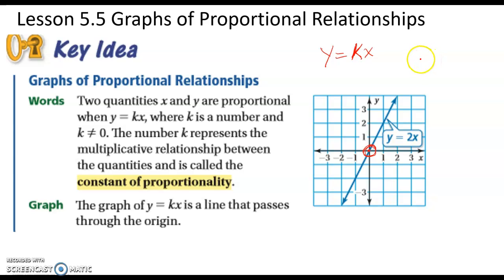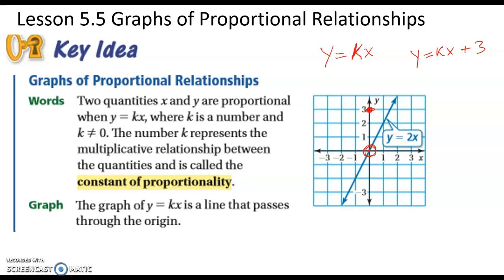So basically, it cannot have something like this. It cannot have a plus or a minus. If it has like a +3, it's actually going to go through the y-intercept at 3. So you learn more about that in 8th grade, but let's go for this.